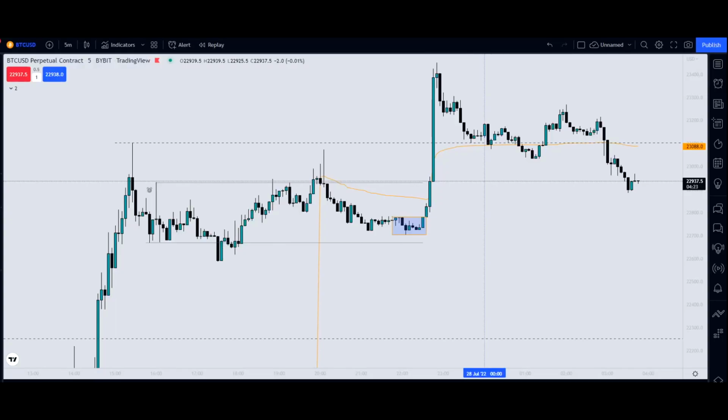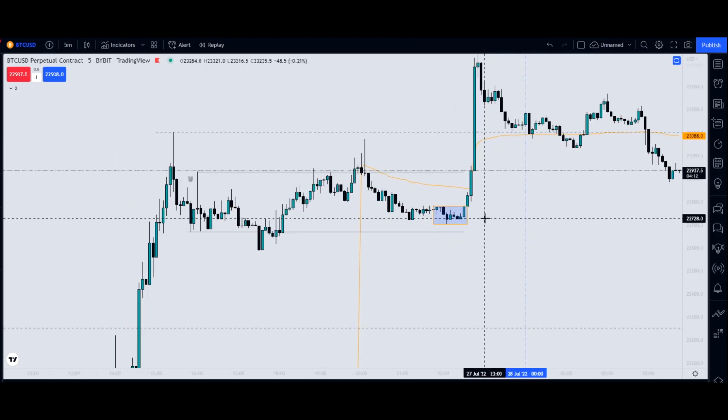So today's episode we're going to be having a look at price action from Monday, Tuesday and FOMC Wednesday. We'll be having a look at price action here on Bitcoin, but we'll also be having a look at price action on the S&P, a little bit on the dollar, and a little bit on the Nasdaq.